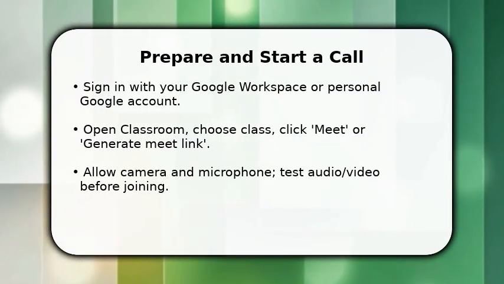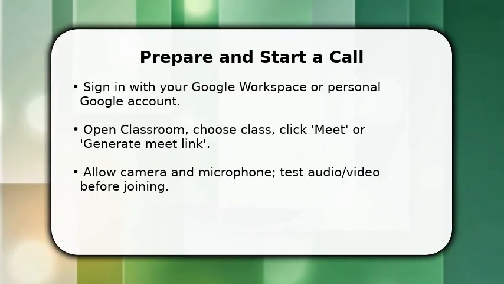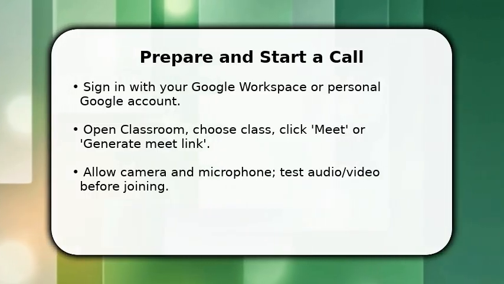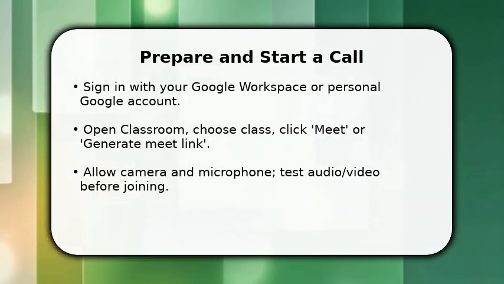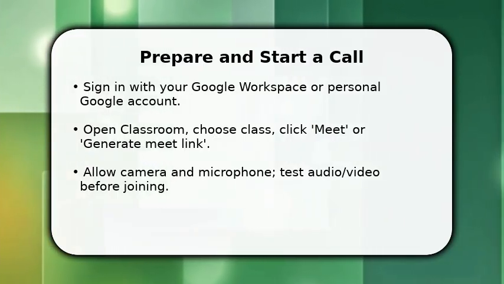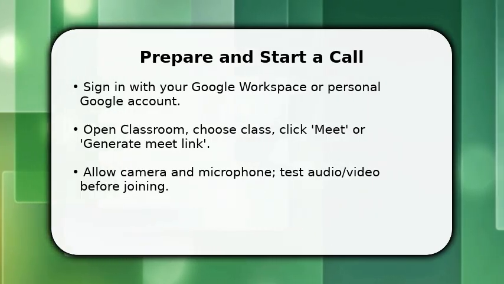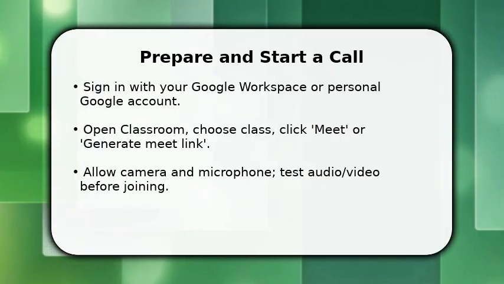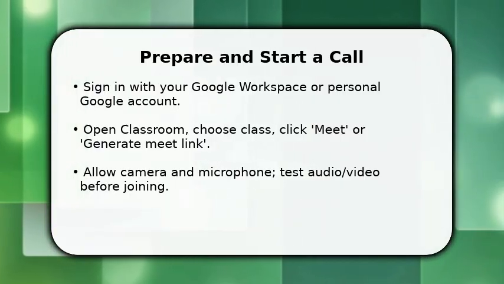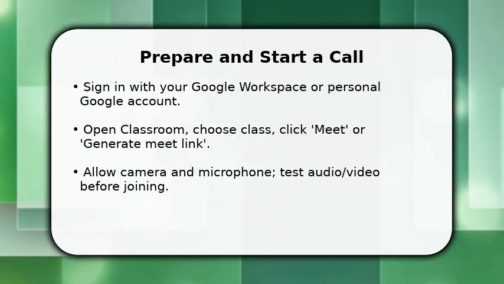You'll begin by opening Google Classroom for the class you want to meet with and locating the Meet link. Once done, click the Meet link or create a new meeting from the class stream or class settings. This immediately generates a shared link. Make sure to allow camera and microphone permissions in your browser or app and run the quick audio and video test that appears. If you use a calendar event, attach the same Meet link so participants join from one place.